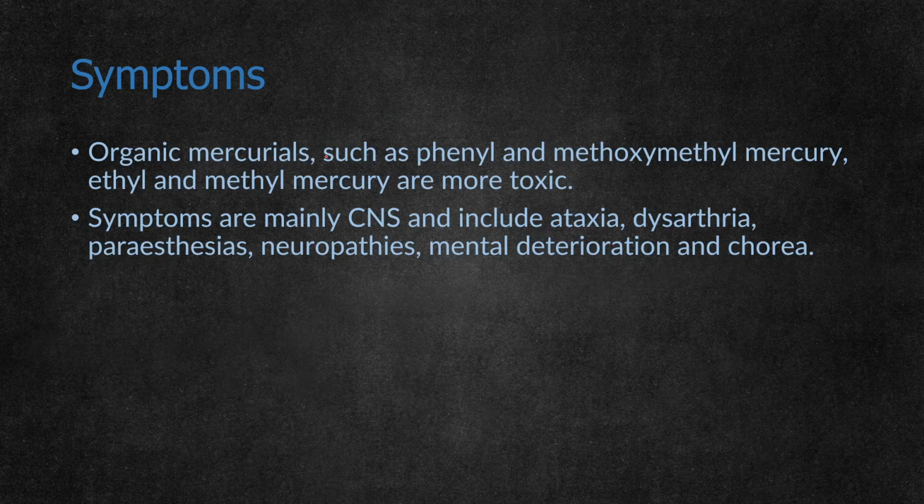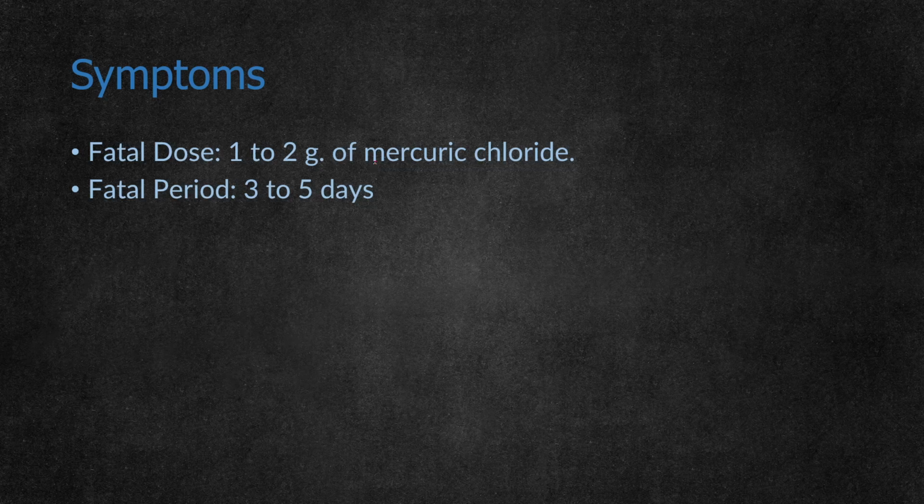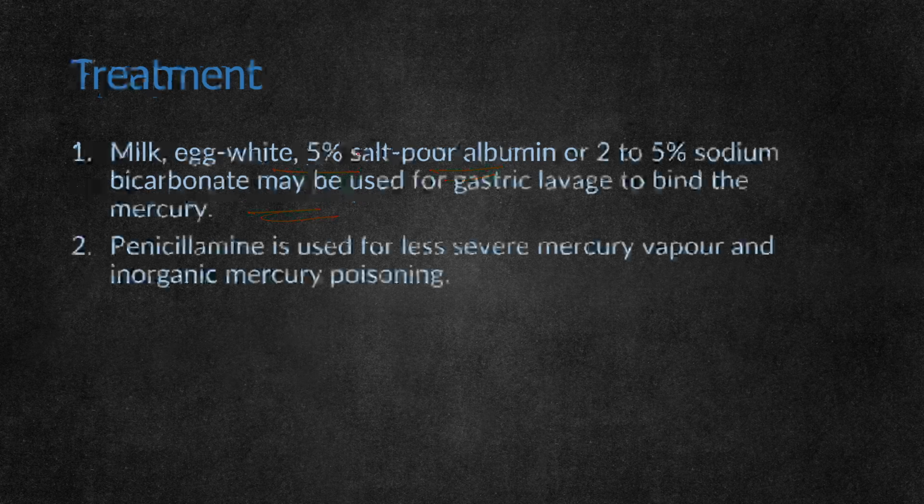Organic mercurials, the organic forms of mercury like phenyl mercury and methyl mercury, are more toxic. They have serious symptoms like ataxia, dysarthria, paresthesia, neuropathies, mental deterioration, and chorea. The fatal dose of mercuric chloride is 1 to 2 grams. The fatal period is 3 to 5 days.